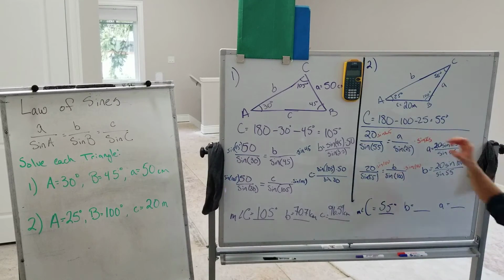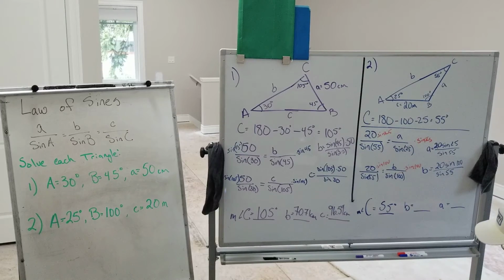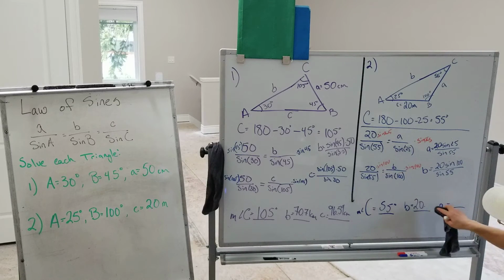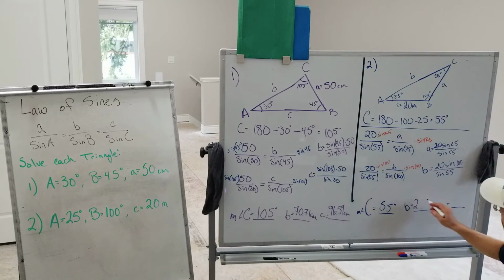All right, there's my calculator. 20 sine of 100, making sure that you are in degree mode, because these are in degrees, divided by sine of 55, is 24.04. So B is about 24.04 meters.